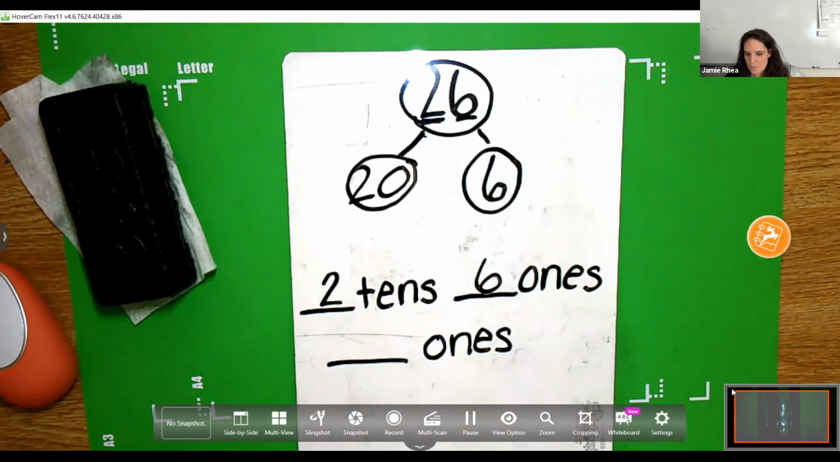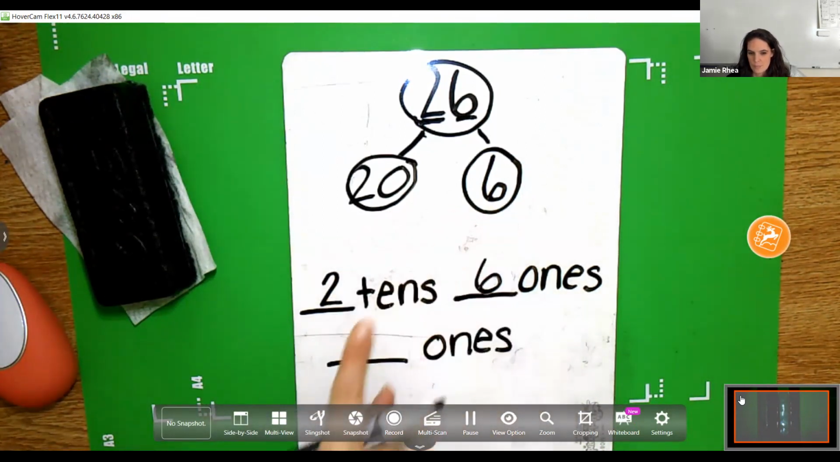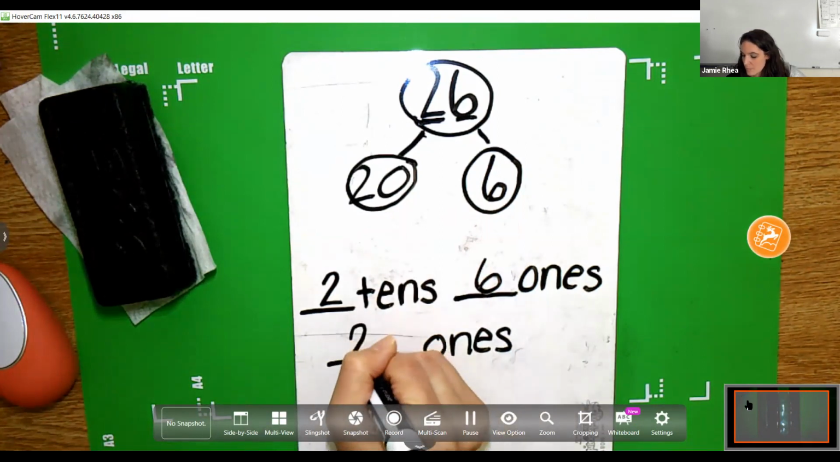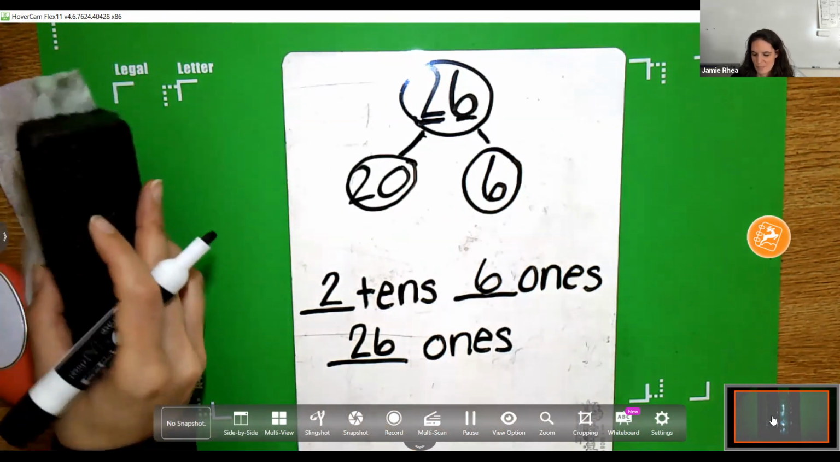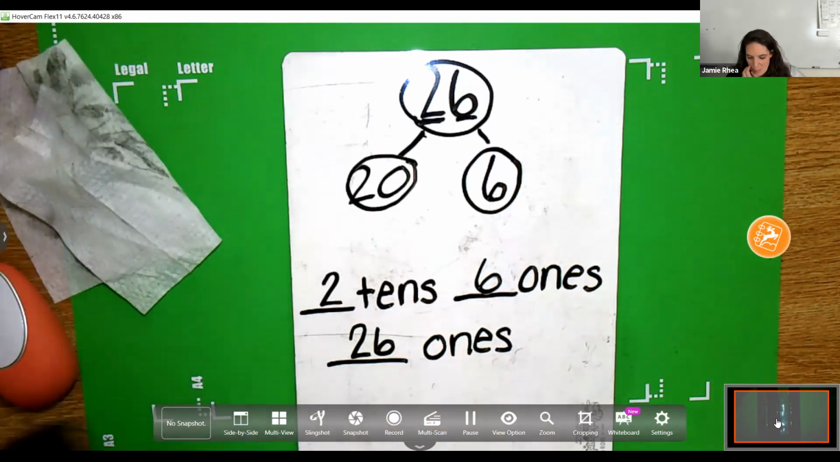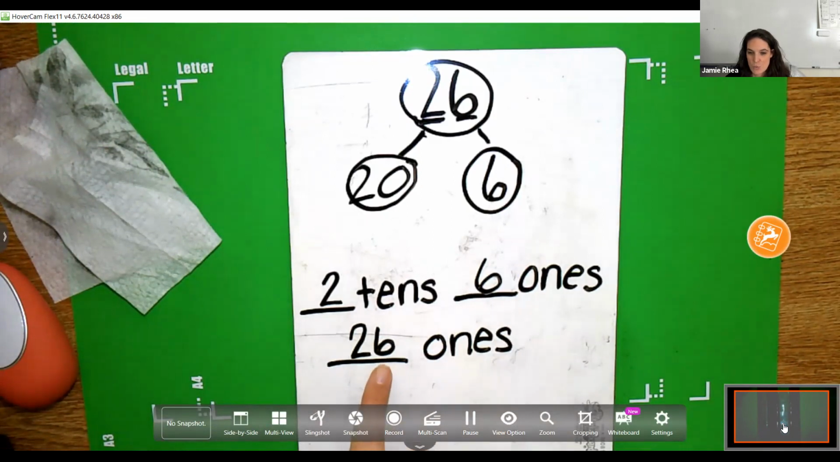Our number bond shows us 26 is made up of 20 ones and 6 ones. How many ones is that all together? 26 ones. Did you say 26 ones? If you did, you're correct. Let's go the other way. How many tens and ones is the same as 26? 2 tens and 6 ones is the same as 26 ones. 2 tens, 6 ones is the same as 26. Oh yeah, made it equal.